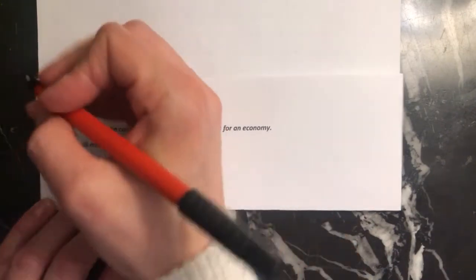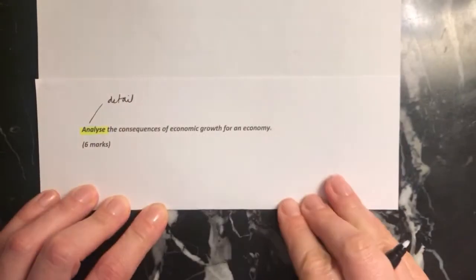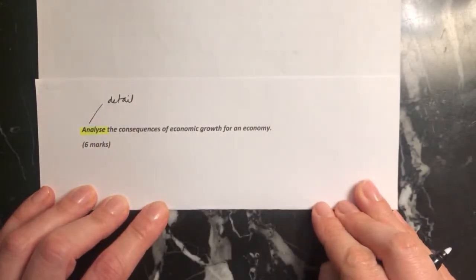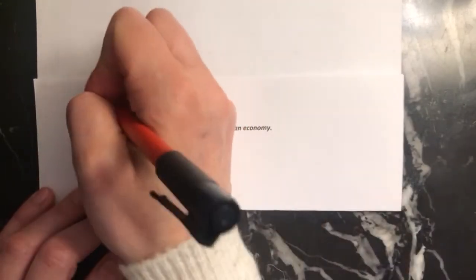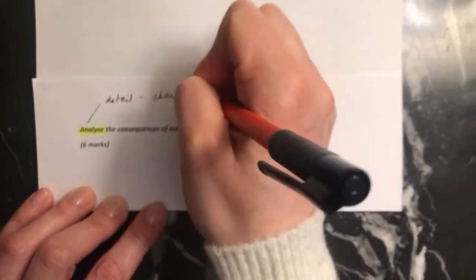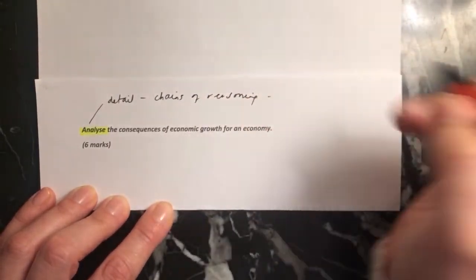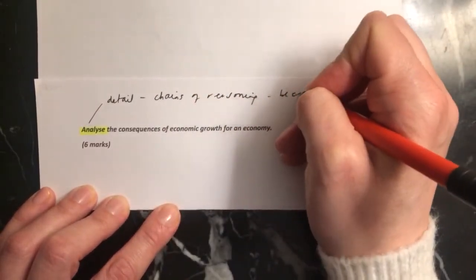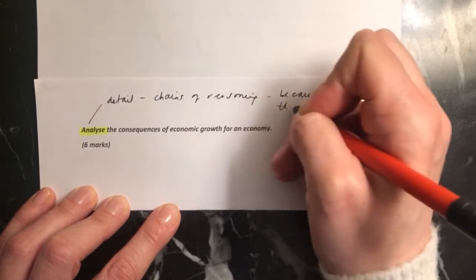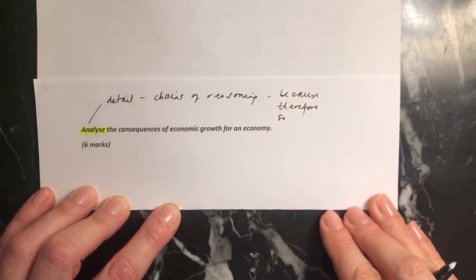Because it says analyse, that means that you need to have sufficient detail in your answer. You need to look at the situation from different angles, and you need to make sure that you have chains of reasoning, that you have enough links in what you're writing. So you use words like because, therefore, so, this kind of thing.